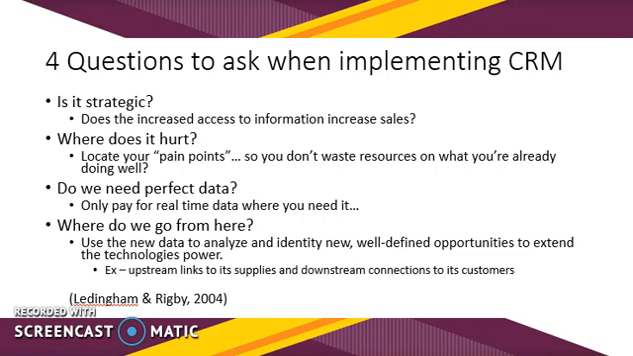Next, where do we go from here? It's always good to keep moving, and how can this new data provide new, well-defined opportunities to extend the technology's power? For example, maybe you'd want to implement an upstream link to your suppliers. For example, like the one Walmart has done with Retail Link. Or you may be able to do a downstream connection to your customers.